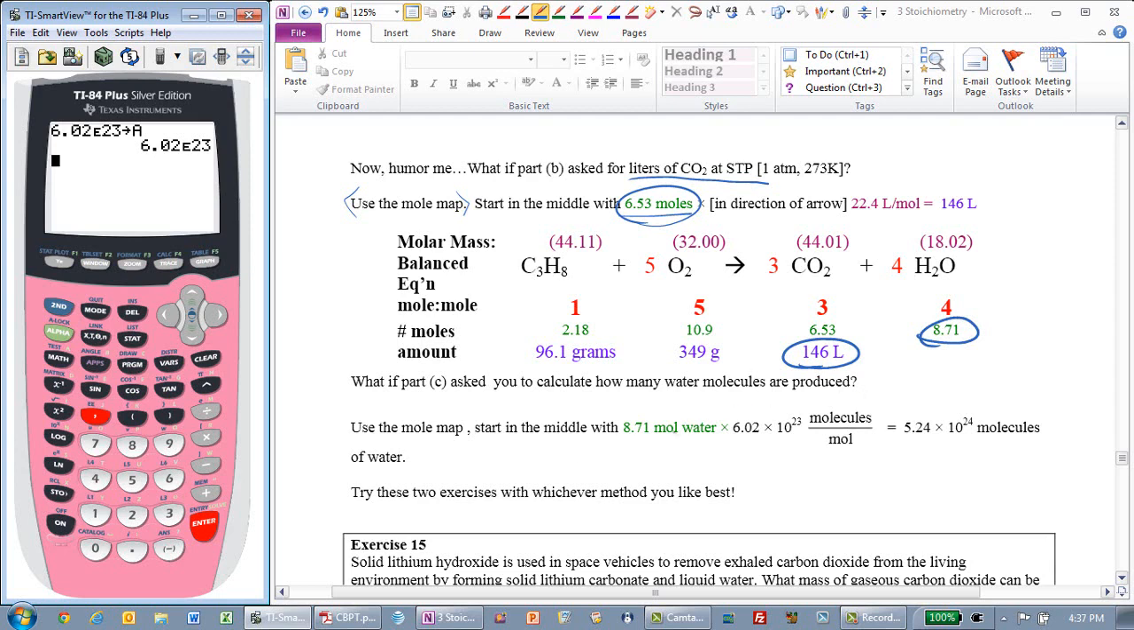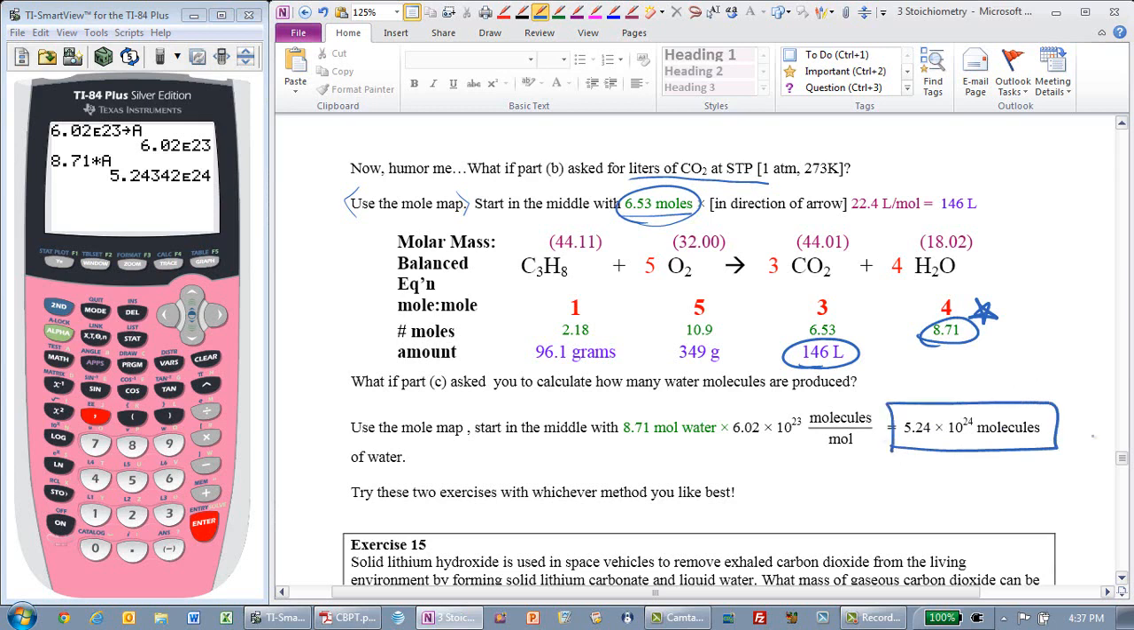So I'm sitting here with the water at 8.71 moles. So 8.71 times alpha A is 5.24 times 10 to the 24th to 3 sig figs. So my calculator confirms that. And so that's the system. That's how you do it. So it's a combination of the mole map and this table.